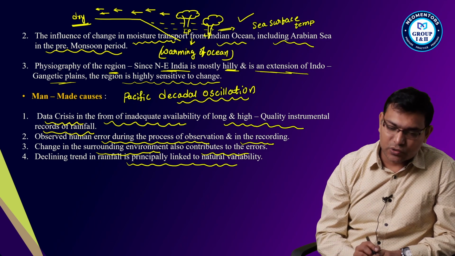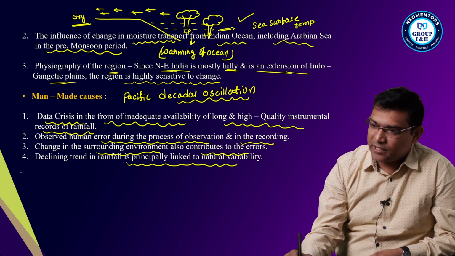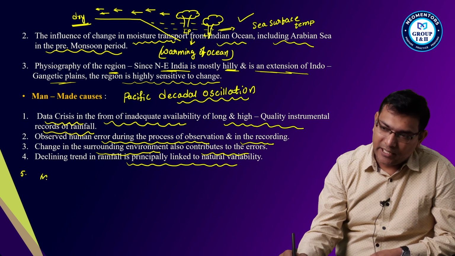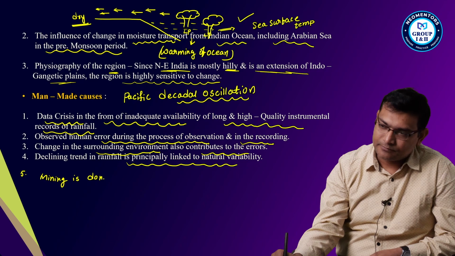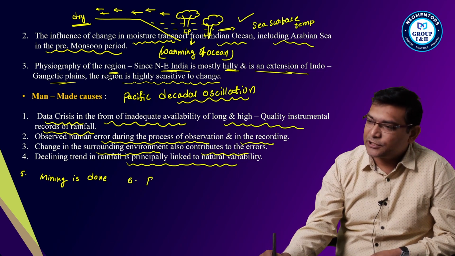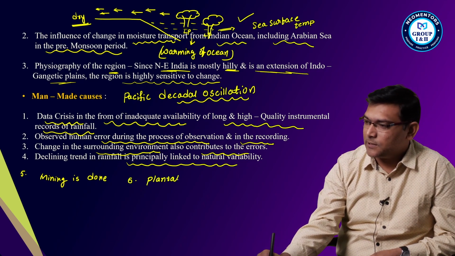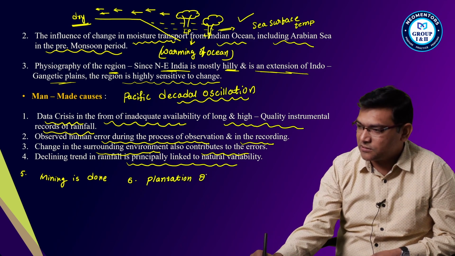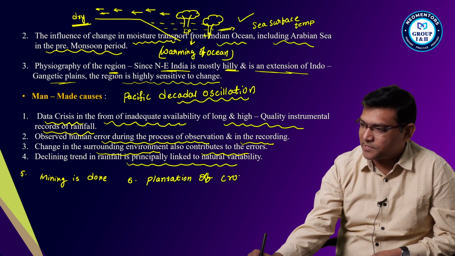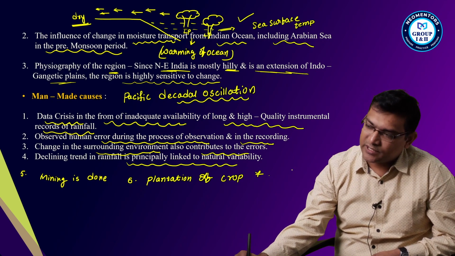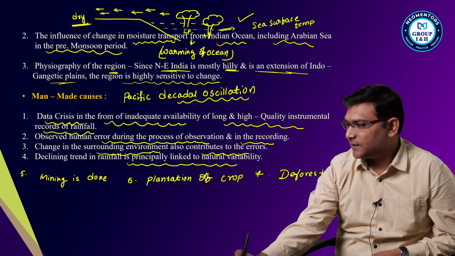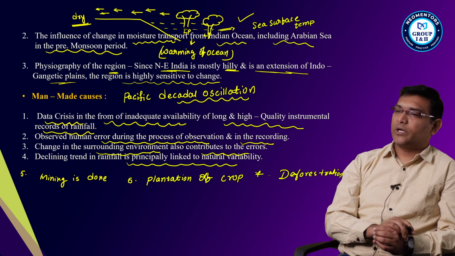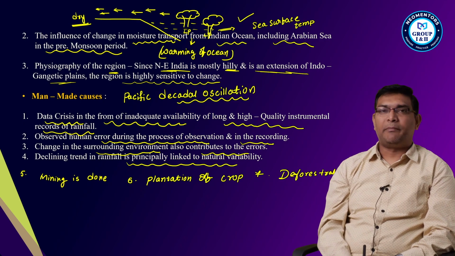But apart from this, we can also say the other man-made causes, like mining is done in this area. One. Then plantation of crops. Another factor is deforestation. There is a decline. Okay, so these are some of the man-made causes as well as your anthropogenic causes.